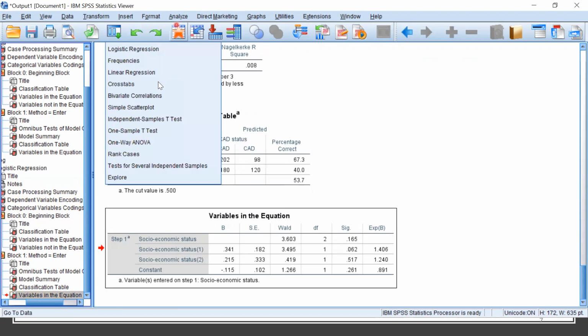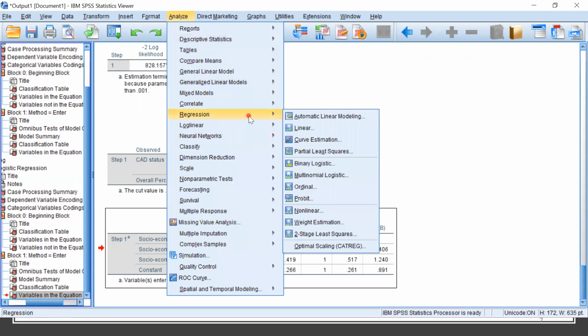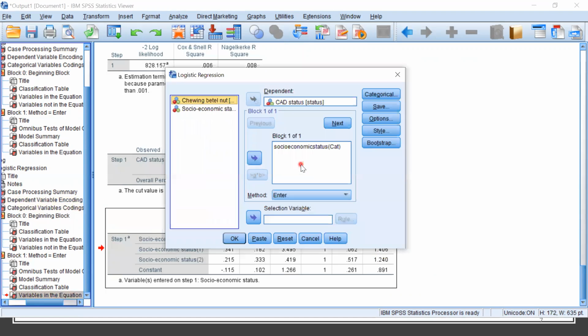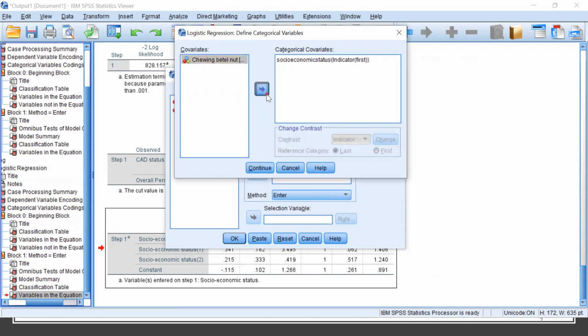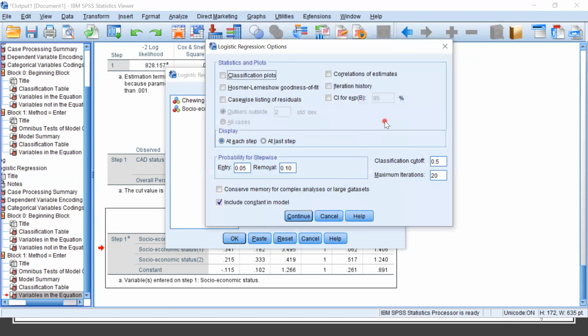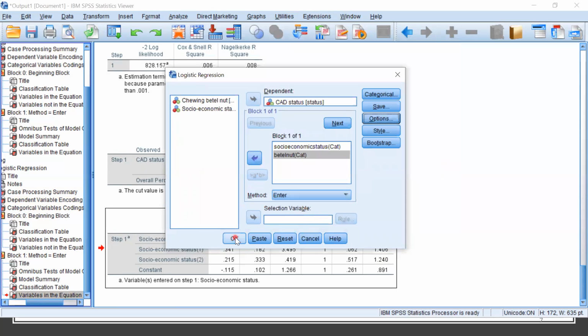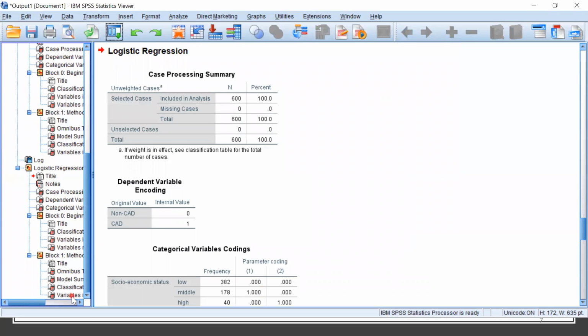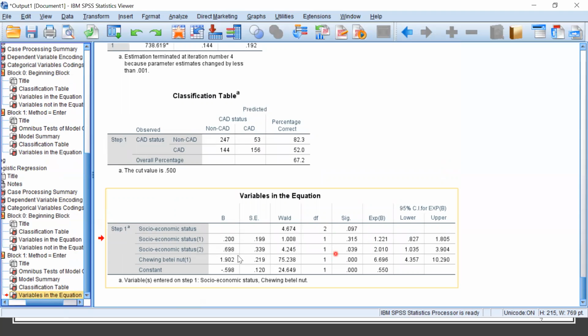There's one more thing which we want to show: how to produce the confidence interval for the odds ratio, and how we can interpret the outcome when we take both variables as categorical. The confidence interval for the odds ratio can be obtained by using the option CI for exponential beta. Press continue, and OK. So the two variables are in the table now with the same interpretation as here.